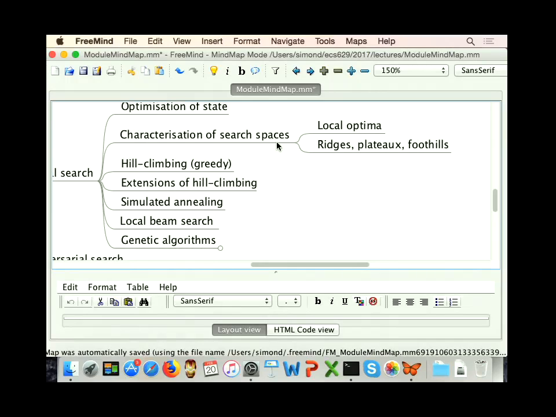And there are various ways of describing the situations that occur. With ridges, there's only one direction you can go to preserve your high utility. Any other direction you're falling off. With a plateau, everything's flat. It doesn't matter which direction you go, it doesn't get any better. With foothills, you're at a local maximum. Any direction you go takes you to a worse state. A ridge is kind of useful because you know you can only go up.